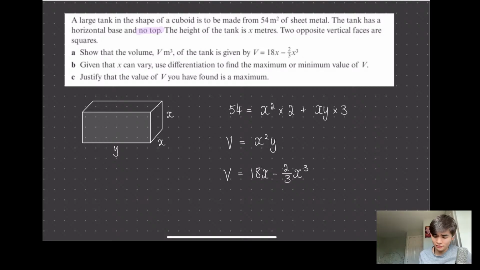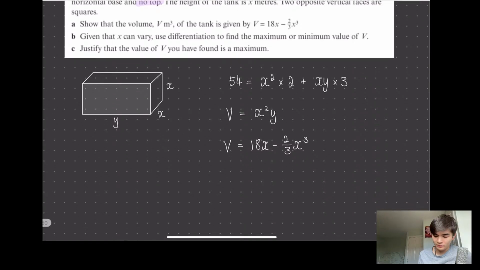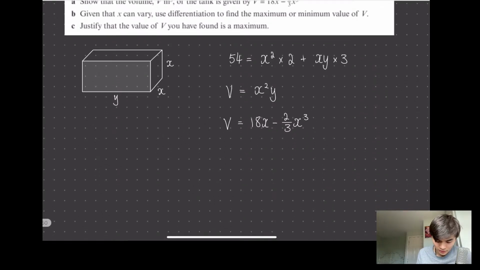Okay, and given that x can vary, use differentiation to find the minimum or maximum value of v. Well, this means that v can vary with respect to x. And whenever we have any variation with respect to a quantity, that means we do the derivative with respect to that quantity. So what I'm going to be trying to find is dv/dx. So if we do the derivative, that's what we get.